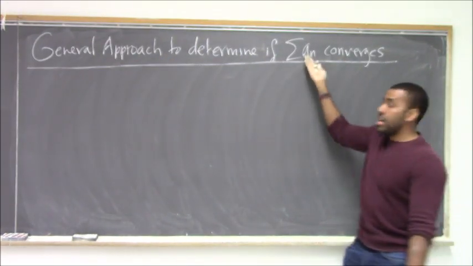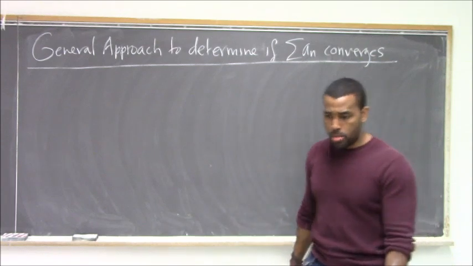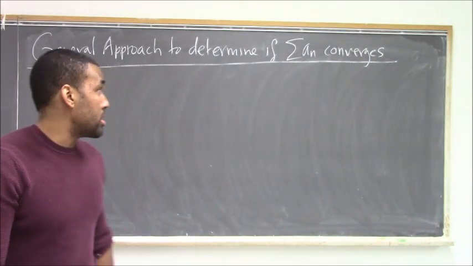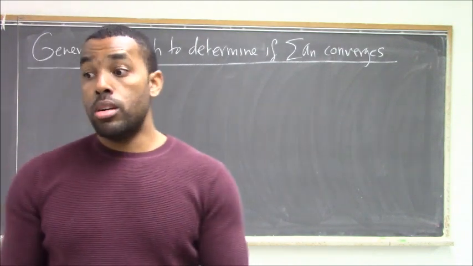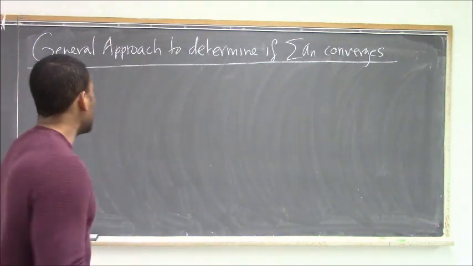So I give you some random series. I'm not even telling you what the formula looks like because I don't want that to matter too much. How do you know whether something converges or not?